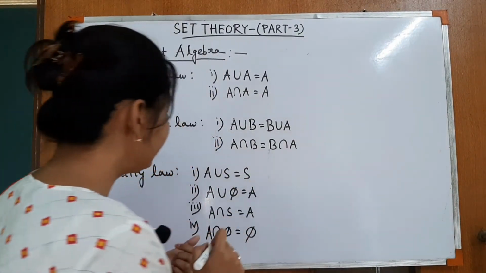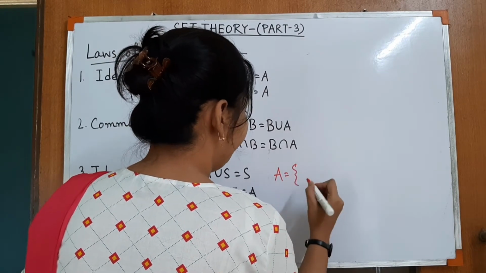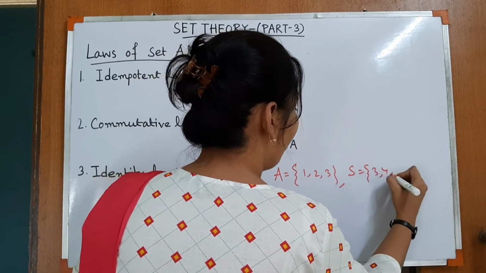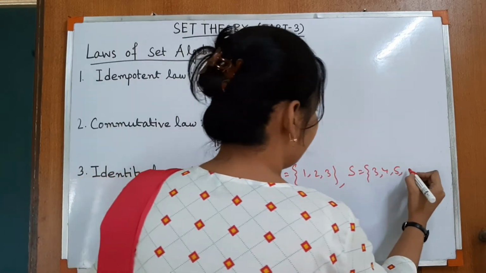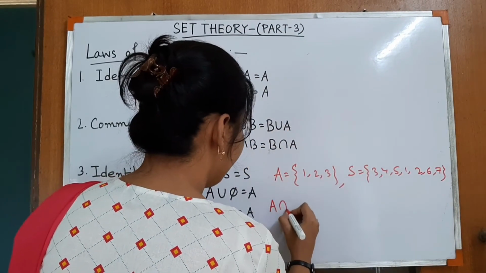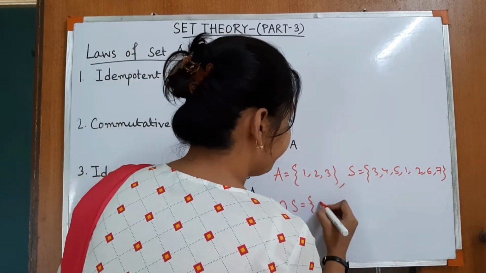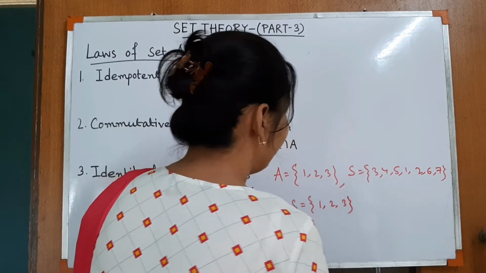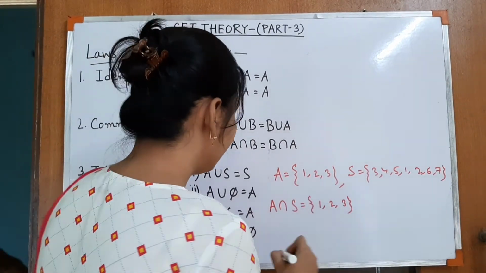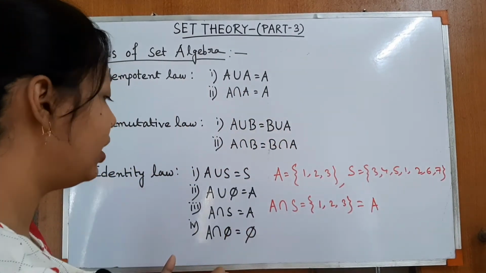Now our next law is A intersection S equals A. That is, we take a set A equal to {1, 2, 3} and another set S equal to {1, 2, 3, 6, 7}. Then A intersection S gives only 1, 2, 3. 1, 2, 3 are the common elements present in both sets A and S. So we get A intersection S equal to A, which satisfies our identity law.